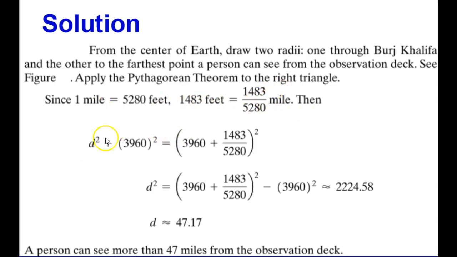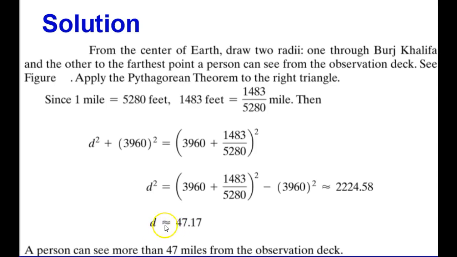So I've got my d squared, that's the side that I don't know, how far we can see, plus my other leg, the radius of the Earth squared, equals the entire length of that other radius, right? So I've got the radius of the Earth plus the height of the building. So that gives me that third side of my triangle. So I square that. So now I can just use my calculator and simplify and solve for d.